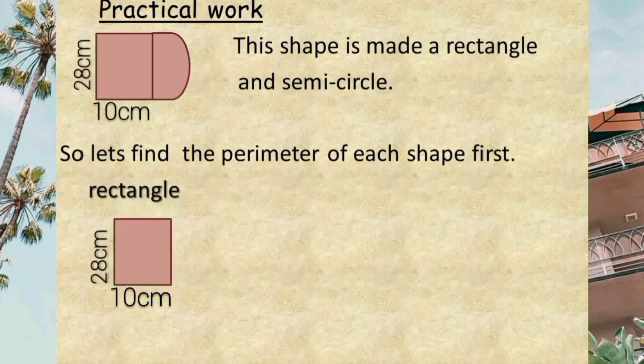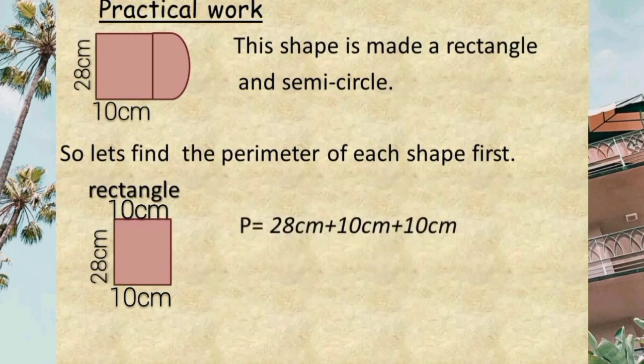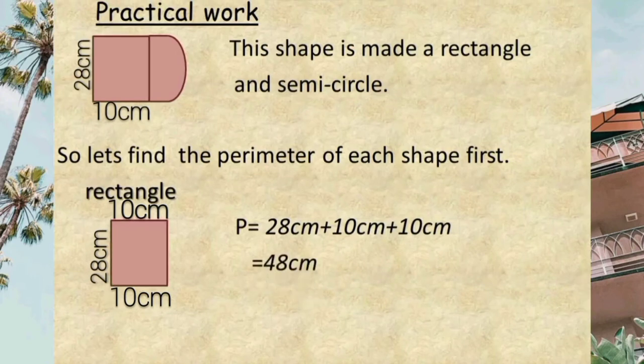To find the perimeter of this rectangle, we'll only be using these distances. We will not be using this distance because it is found inside the composite shape, and we are only interested in the distances around the shape because perimeter is the distance around a shape. So we will only use these distances to find the perimeter of this rectangle. Because these 2 sides of a rectangle are equal, that makes this upper side equal to 10 centimeters. So the perimeter of our rectangle is 28 centimeters plus 10 centimeters plus 10 centimeters, which gives us 48 centimeters.